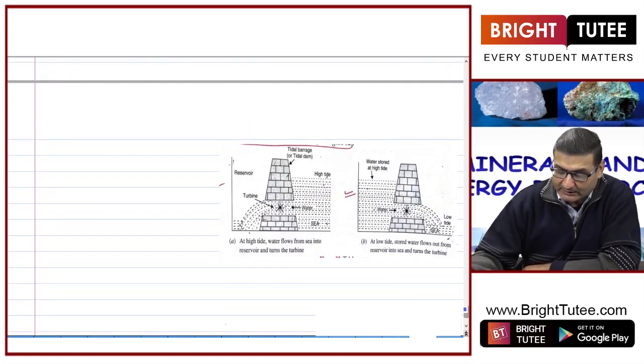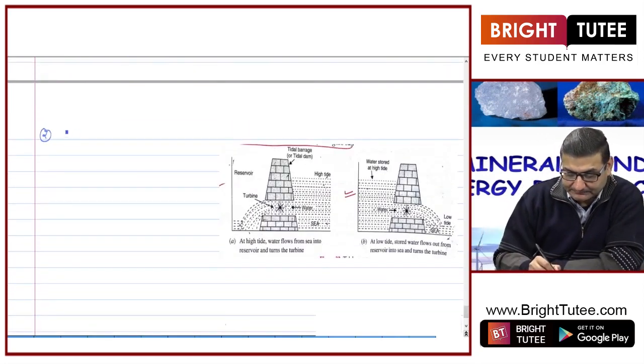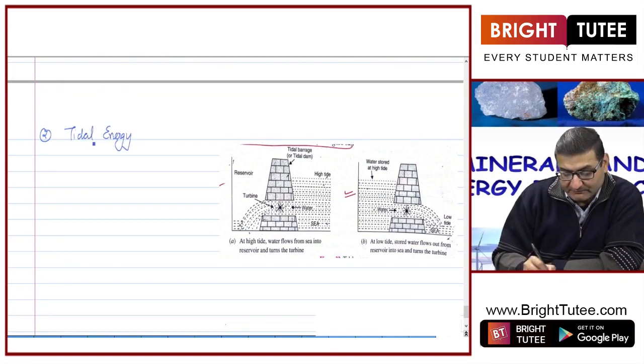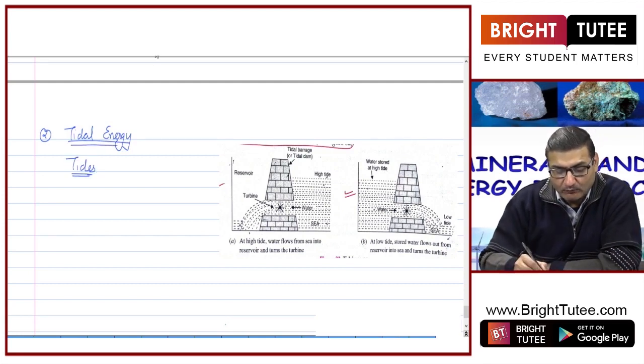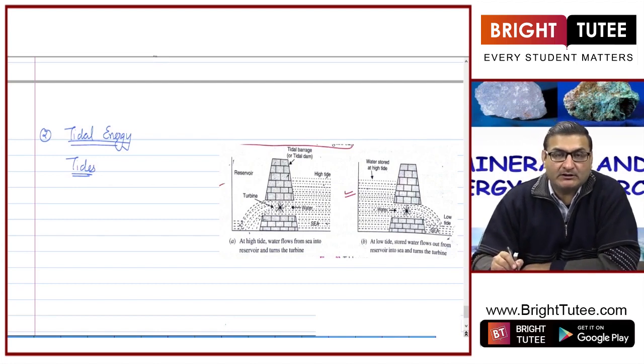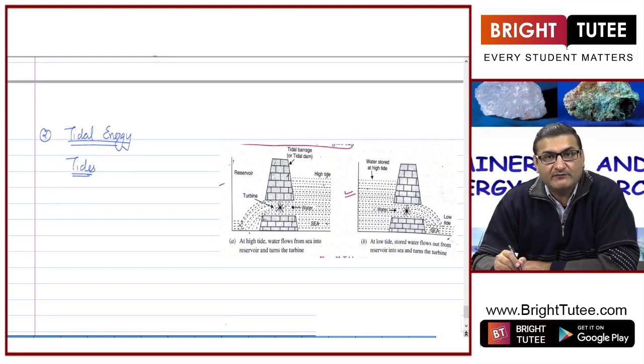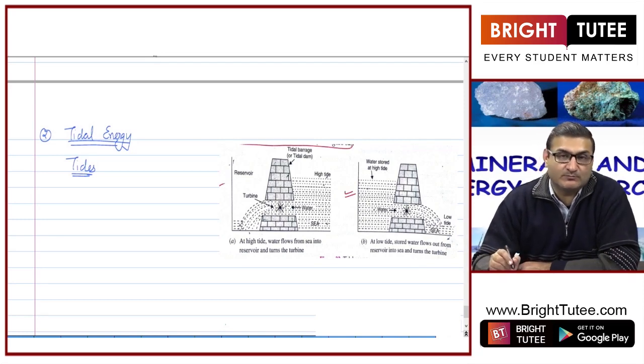The another option is tidal energy. First of all, we need to know what are tides. We know that the moon revolves around the earth, but not in a circular orbit, but in an elliptical orbit, right? Now, when moon comes in very close proximity to earth, the gravity of the moon tends to attract the water from the seas and oceans, because of which that water rises towards moon, but the earth's gravity pulls it back.